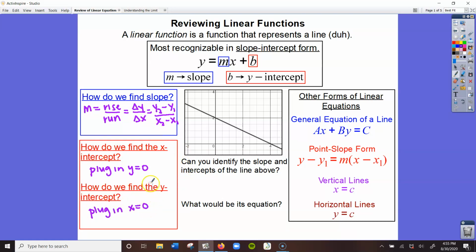So now that we have these basics reviewed, let's take a look at this example of a line. If I wanted to identify the slope and the intercepts of the line, we're going to just have a look at it. Let's start with slope. When you're calculating slope based on the graph, we need to pick 2 points, and it does not matter which 2 points you choose. So I'm going to choose this one here, which happens to also be my y-intercept. This is (0, 2), and then I'm going to choose this one right here, which is (4, 0), which also happens to be my x-intercept.